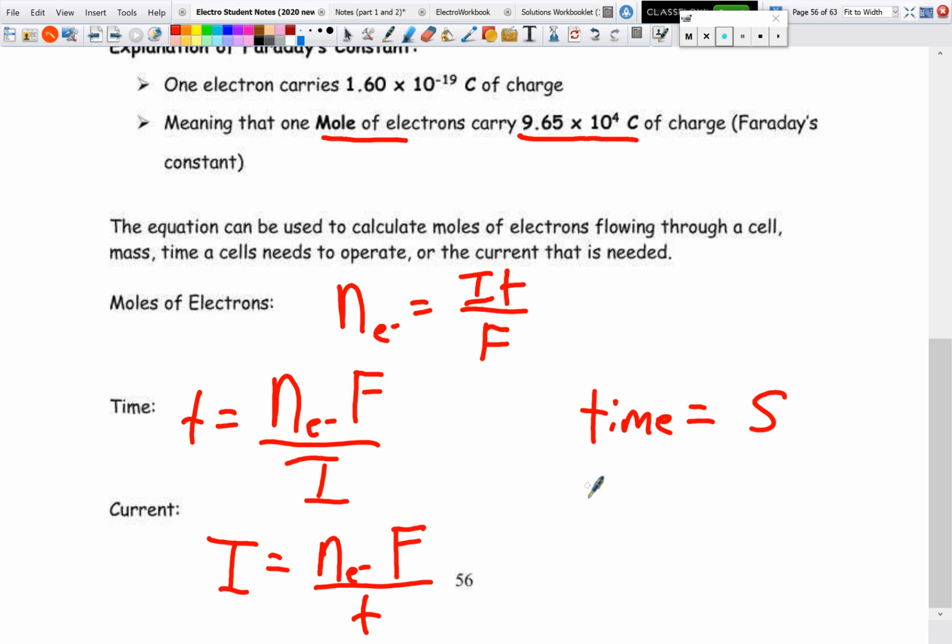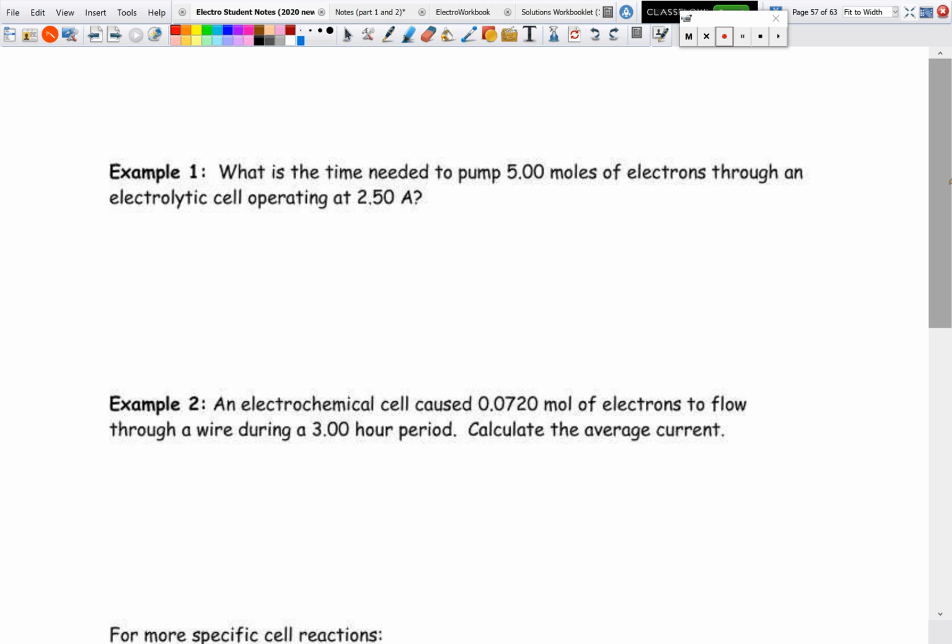Remember, time is going to be in seconds, current is in amps, Faraday's constant is coulombs per mole, and number of moles of electrons is, of course, moles. This is going to be very important when we're solving these equations. We're just introducing this equation because in stoichiometry, the first step is always writing out your balanced chemical equation, which we know how to do. The second step is always finding the number of moles you're given. So this equation just gives us a way of solving for number of moles. It's just a new equation to put into our stoichiometry calculations.